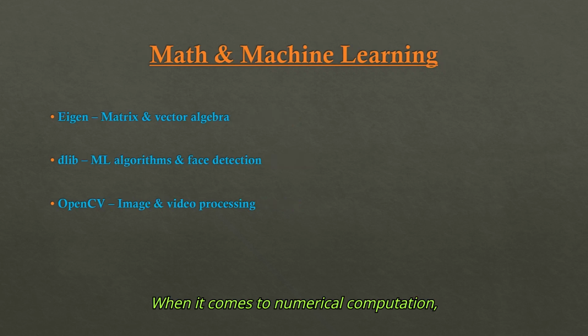When it comes to numerical computation, Eigen is a lightweight yet powerful library for matrix and vector algebra. dlib provides a range of machine learning tools, including facial recognition, and OpenCV is the industry standard library for image and video processing.